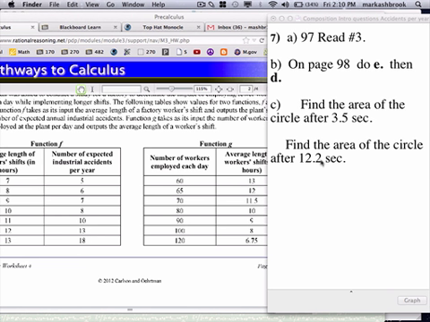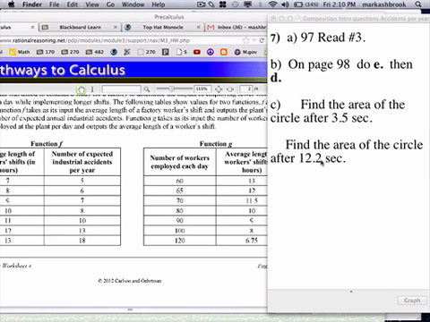So on 97 it says a pebble is thrown into a lake, and the radius of the ripple travels outward at 0.7 meters per second. Your goal is to determine the area of a ripple for a number of seconds since the pebble hit the water. Okay, so flip on over to the next page, pair E.